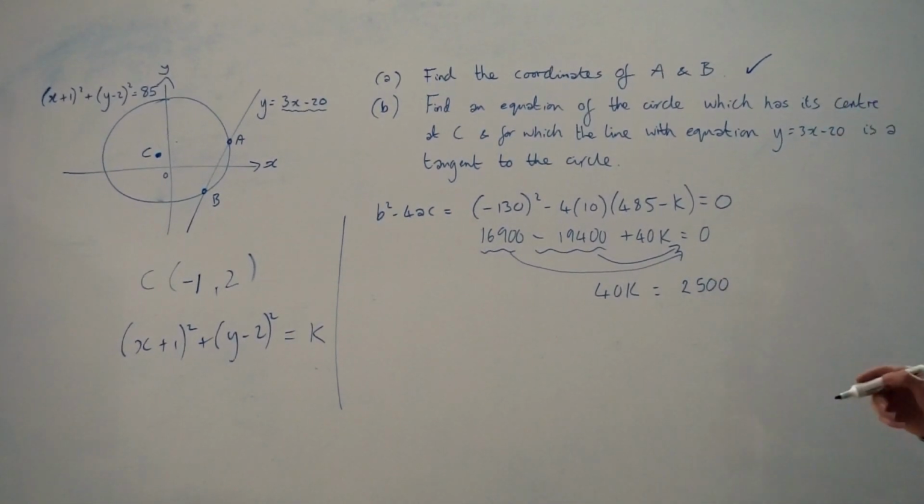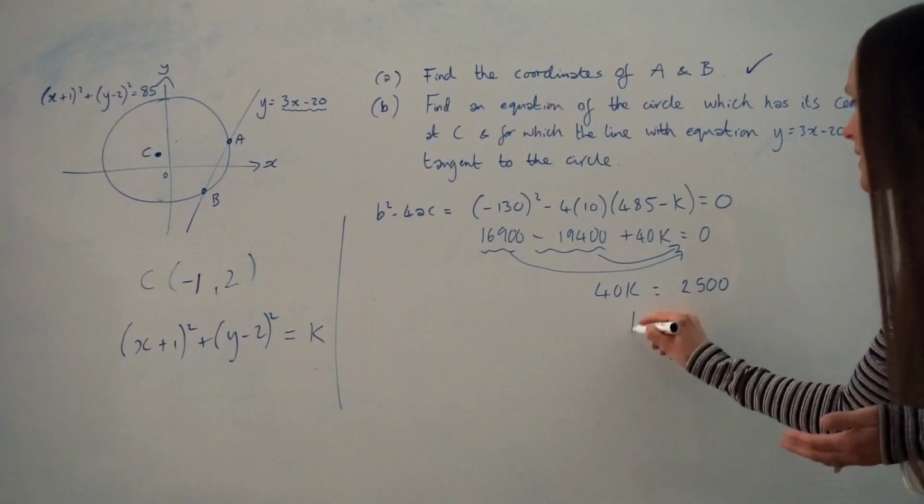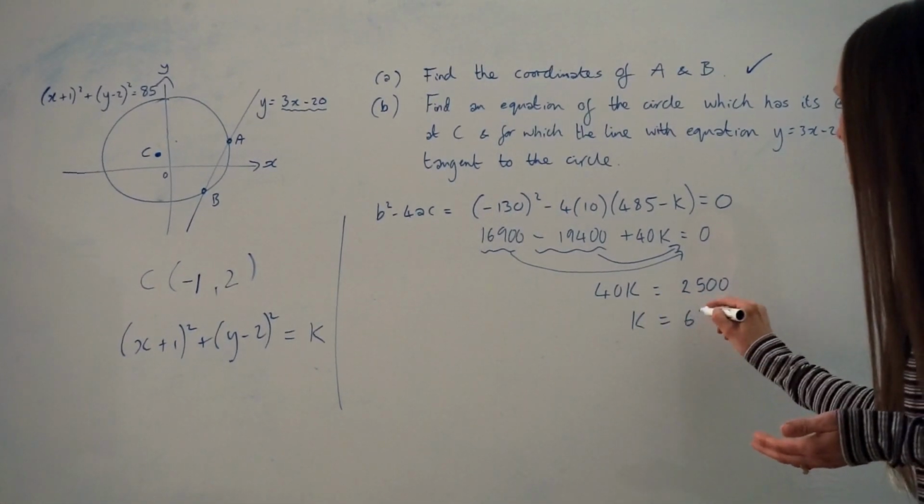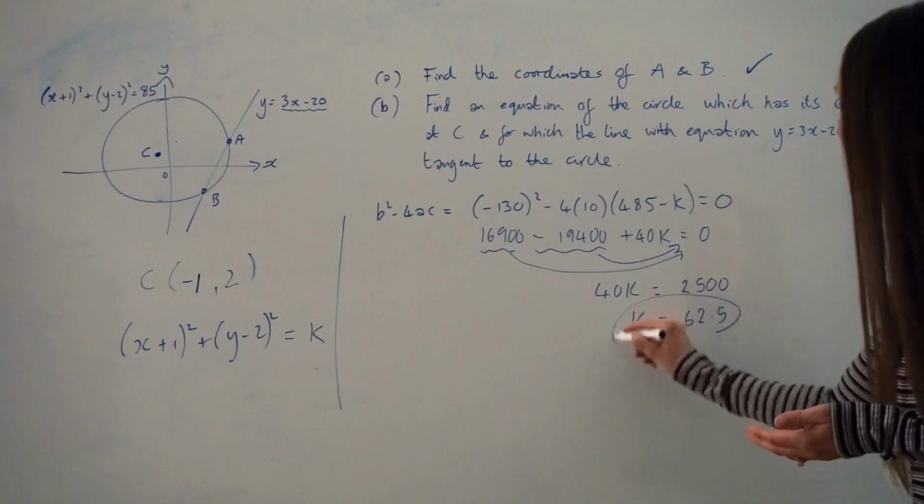And then all you have to do at the end is divide both sides by 40. So k is equal to 62.5. Okay, so there's our value of k.